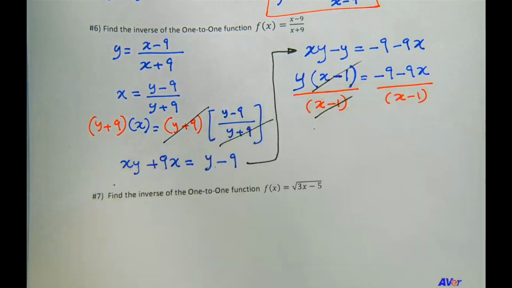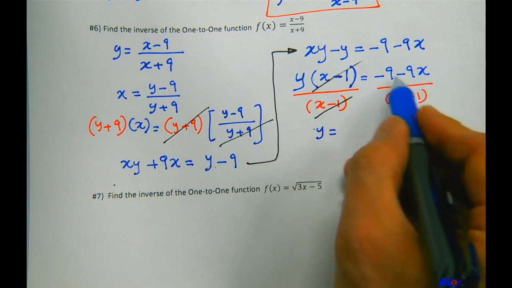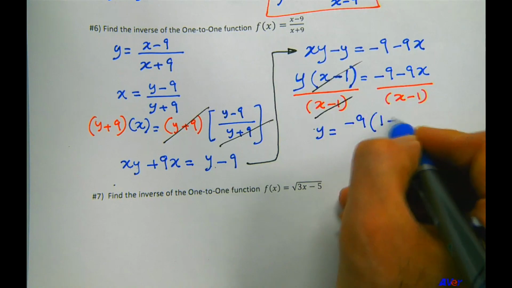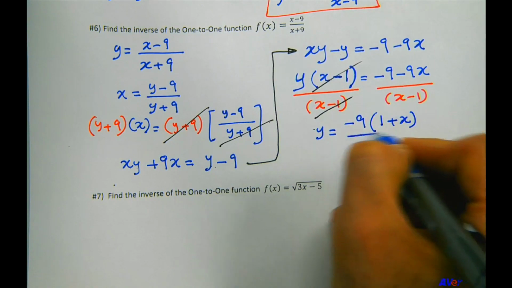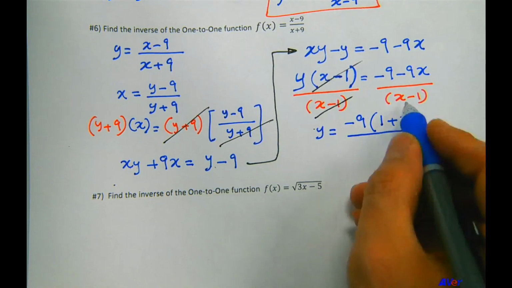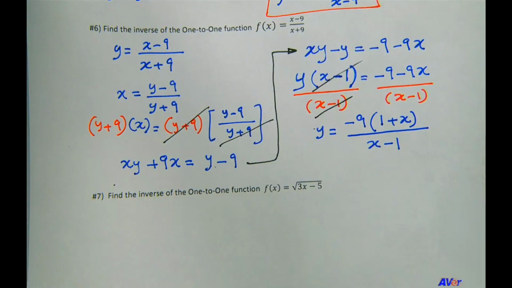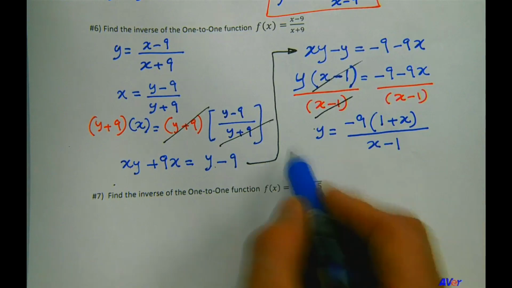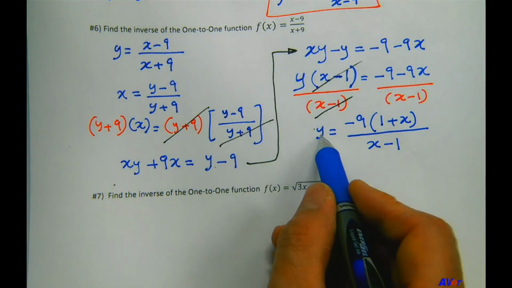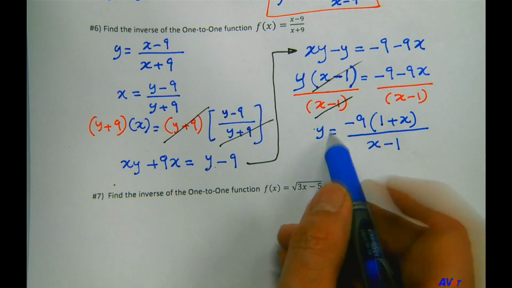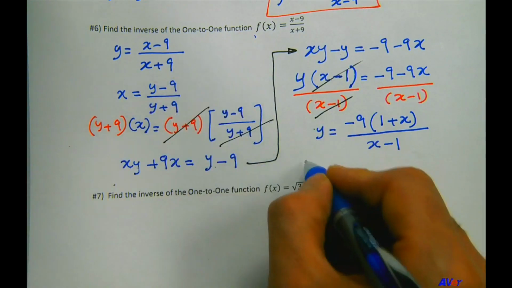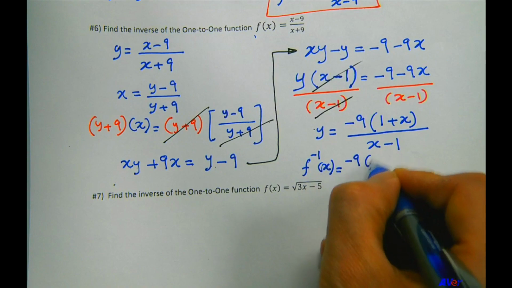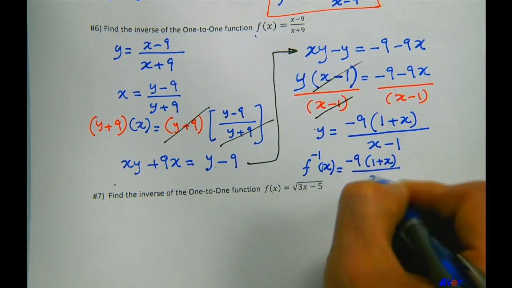So we get y equals, let's factor that numerator, minus 9 times y plus x, right? Divided by x minus 1. Okay? And then one last thing is to replace this y with the proper inverse function notation. We started out with f, so we replace this with f inverse of x equals minus 9 times 1 plus x divided by x minus 1.